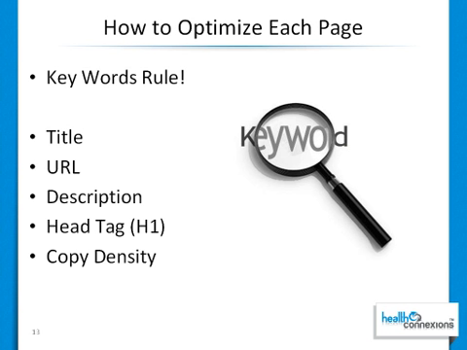So basically, the title, the URL, and the header tag all should just have your keyword phrase in them. The description is, of course, a longer thing, up to 160 characters, that has the keywords in it. And then we'll look later at your copy density as well and how often you should use your keywords in that page of the website.